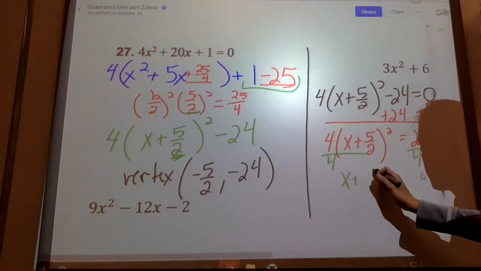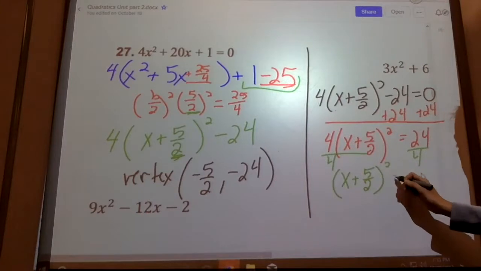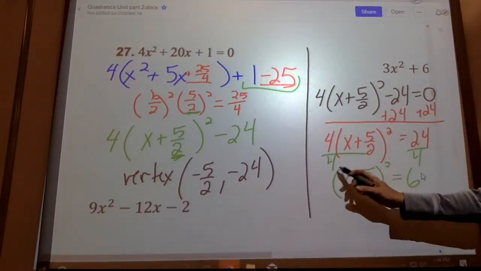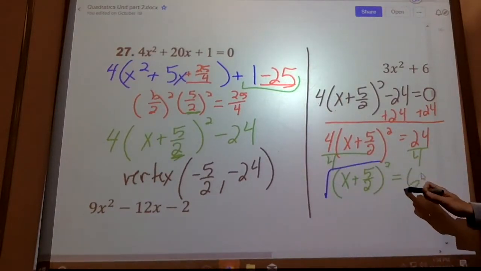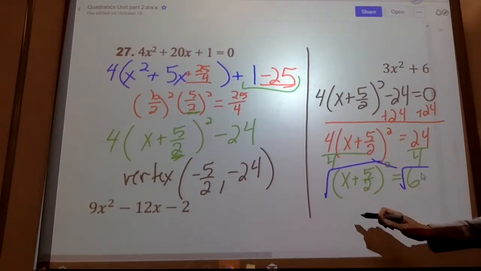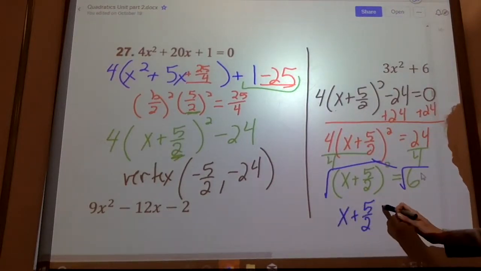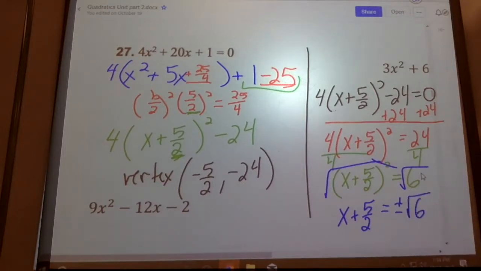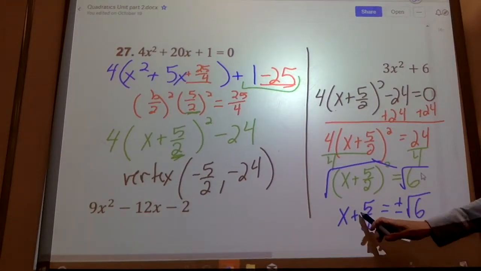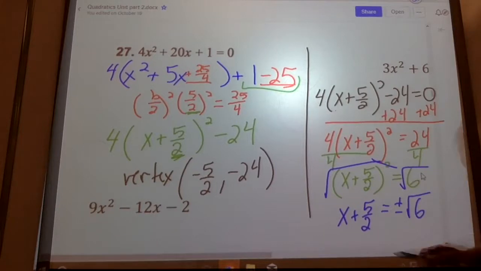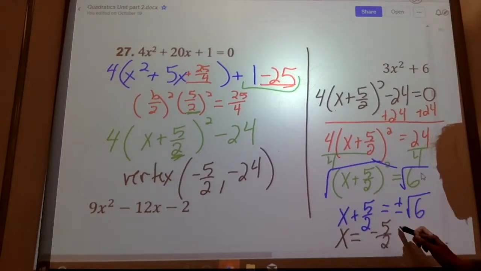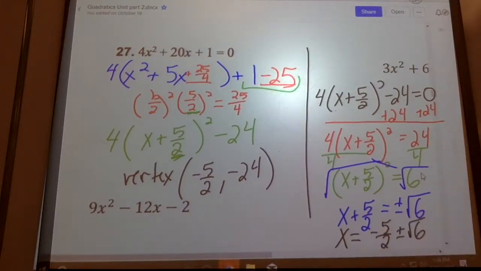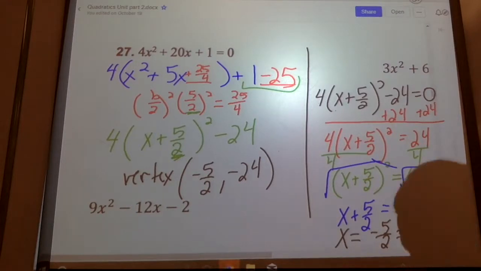So I get x plus 5 halves equals 6. So I'm getting there, I'm getting to the x slowly but surely. I had to move a couple of things. Still got to move one more thing, the square root, so that's gone. So x plus 5 halves equals, and remember, always plus or minus, plus or minus square root of 6. And then subtract the 5 halves over. So my final answer would be x equals negative 5 halves plus or minus square root 6. And there's my roots. Big bada boom pow.